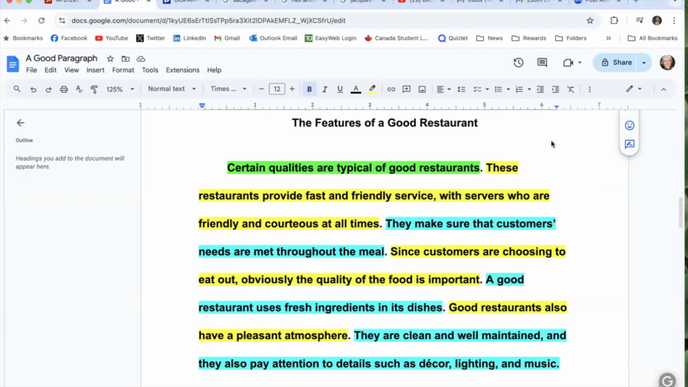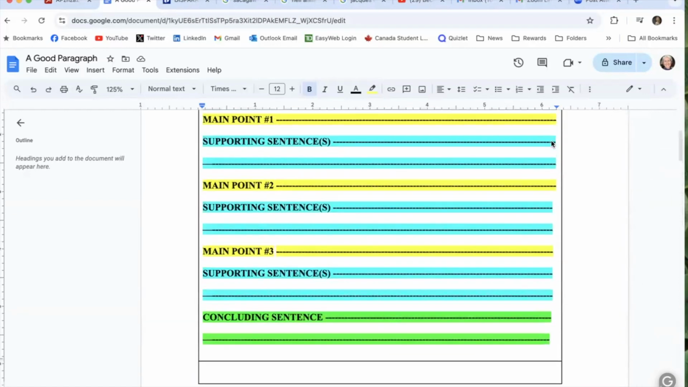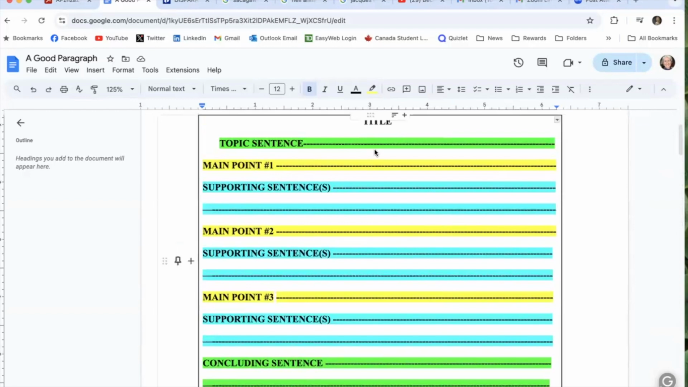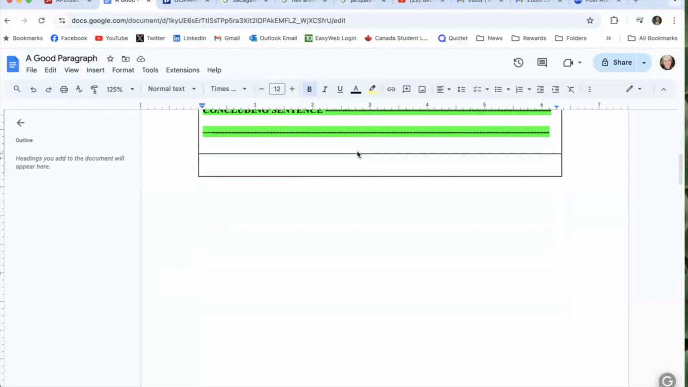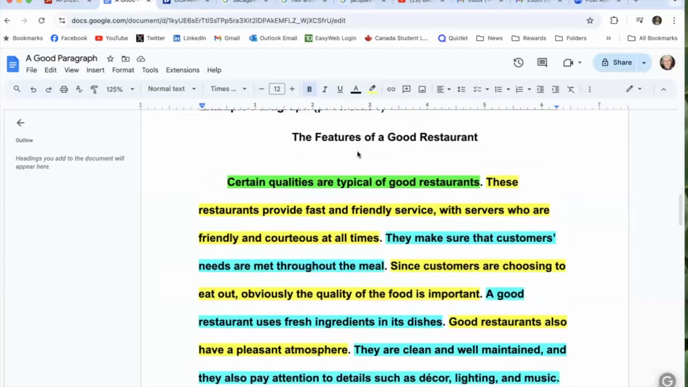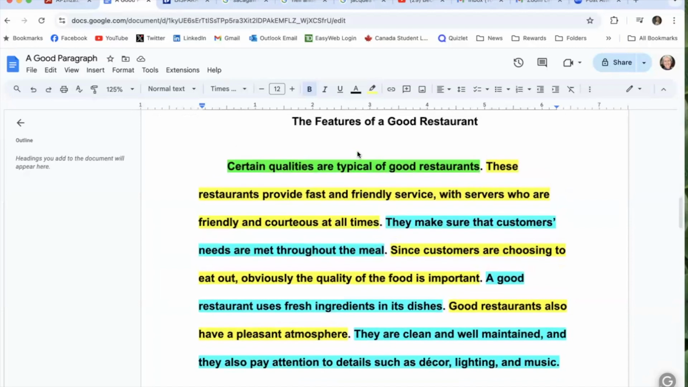So let's look at the very first sentence. And Ella, can you read that sentence? Certain qualities are typical of good restaurants. Okay. Edward, what kind of sentence is this? It's the claim. Okay, let's go back to the first image. Look at the very first sentence in green. What does it say? Topic sentence. Yes, it's the topic sentence. Okay, great. Now let's go to the next sentence in yellow.